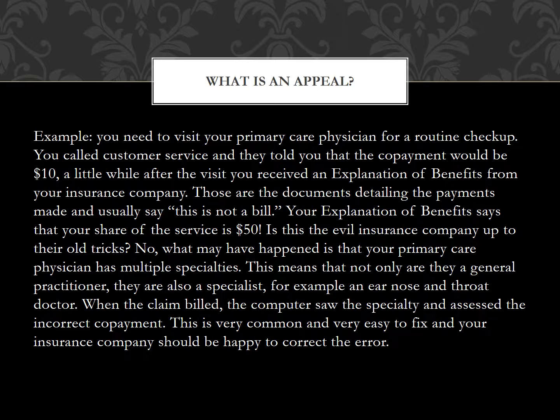No, what may have happened is that your primary care physician has multiple specialties. This means that not only are they a general practitioner, they are also a specialist, for example an ear, nose and throat doctor. When the claim billed, the computer saw the specialty and assessed the incorrect co-payment. Very common and very easy to fix, and your insurance company should be happy to correct the error.